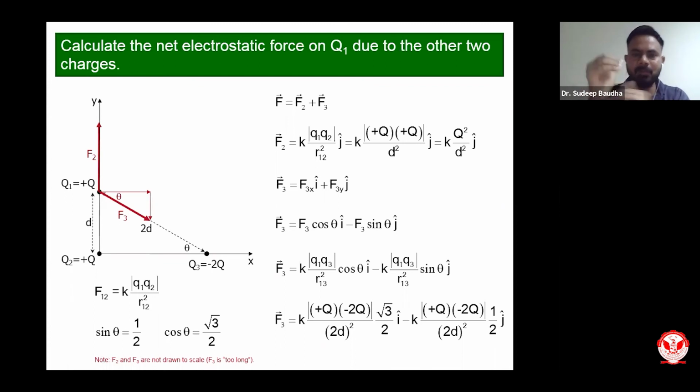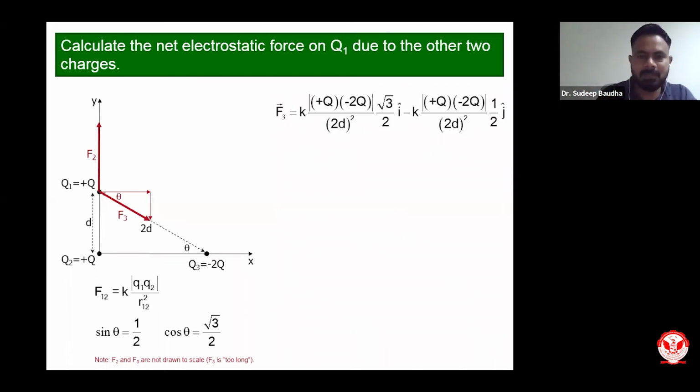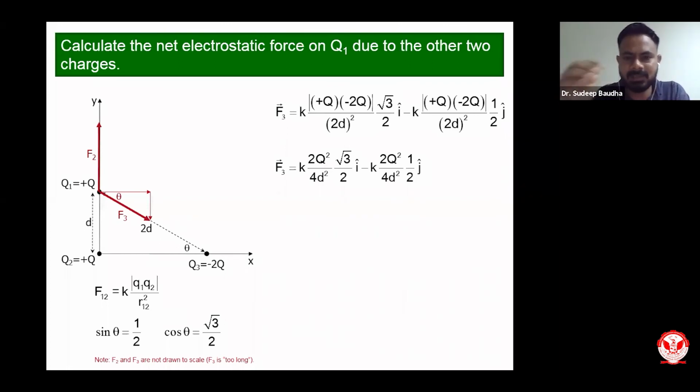So we have two forces now, F2 and F3. I can further simplify the value of F3 by doing the calculations. So we get F3 as 2K 2Q square upon 4D square times root 3 by 2 i, minus K 2Q square upon 4D square times 1 by 2 j. And with further simplification, you can get F3 as this.